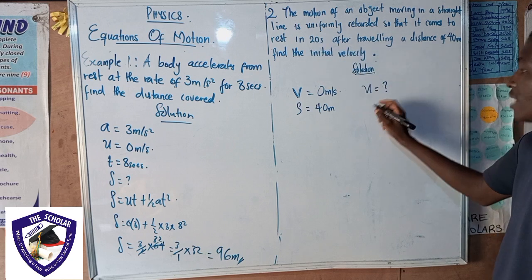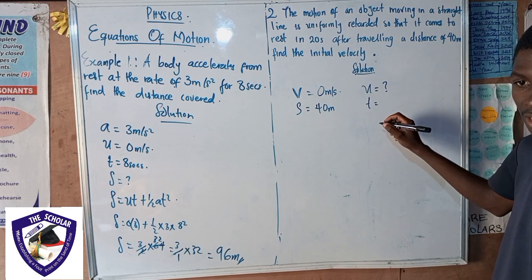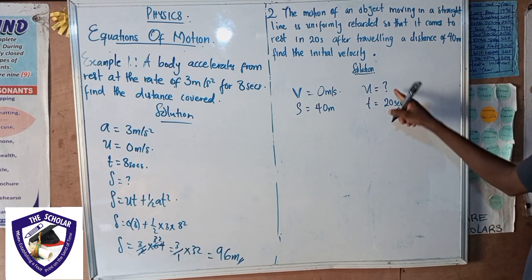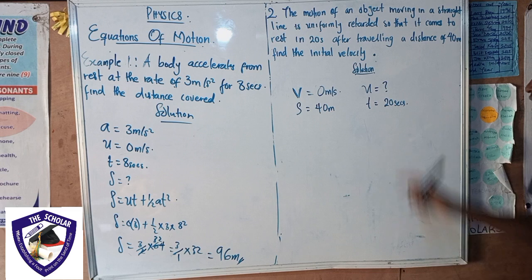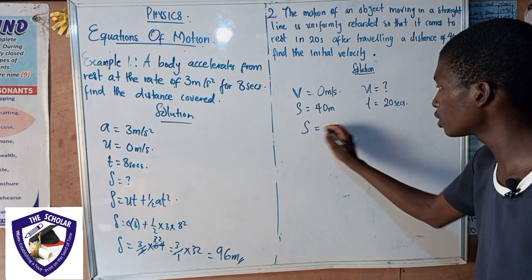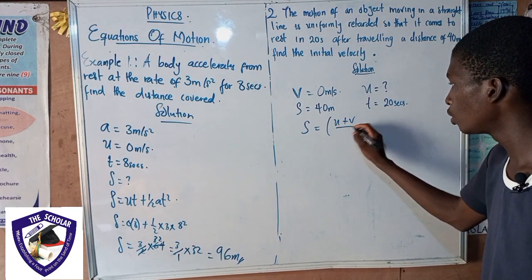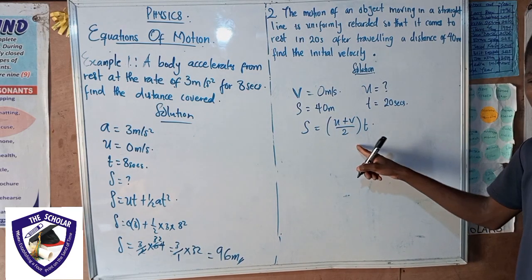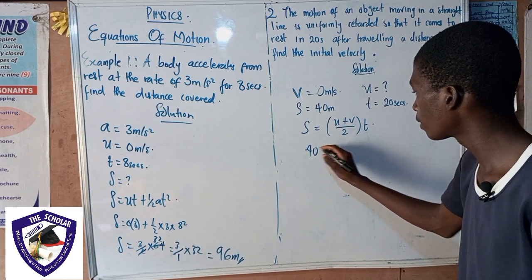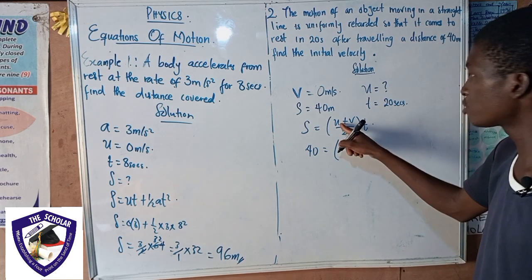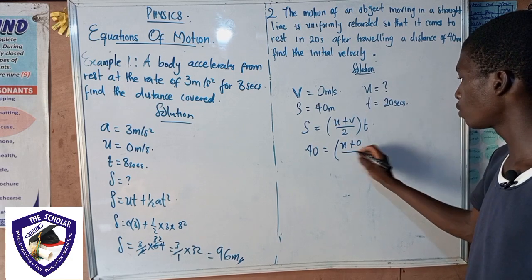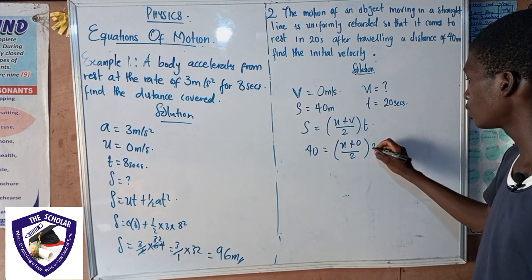Then here we now have the time, which is 20 seconds. Now the question says find the initial velocity. There is a particular equation of motion that has all these parameters, which is S equals U plus V over 2 times T. Yes or no? So that our S, which is 40 meters, is equivalent to: what is my U? Unknown. U plus what is my V? 0, over 2 times what is my T? 20.